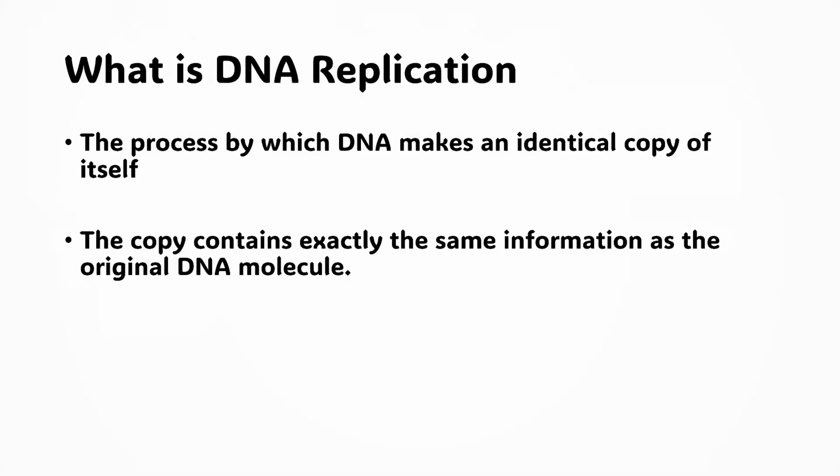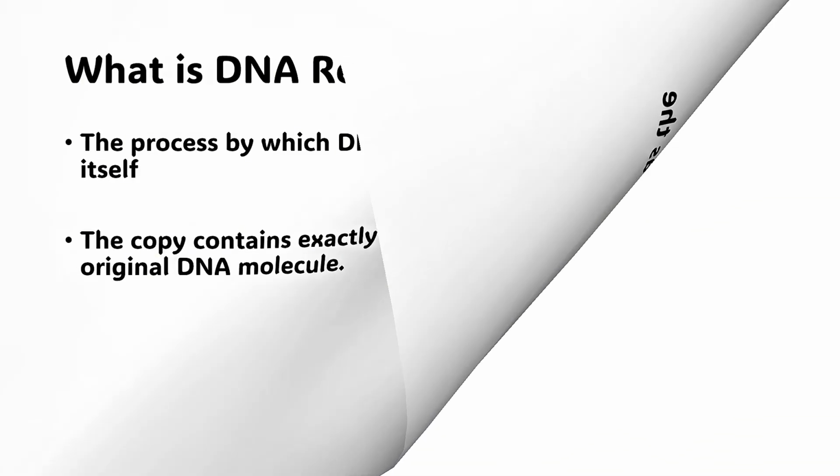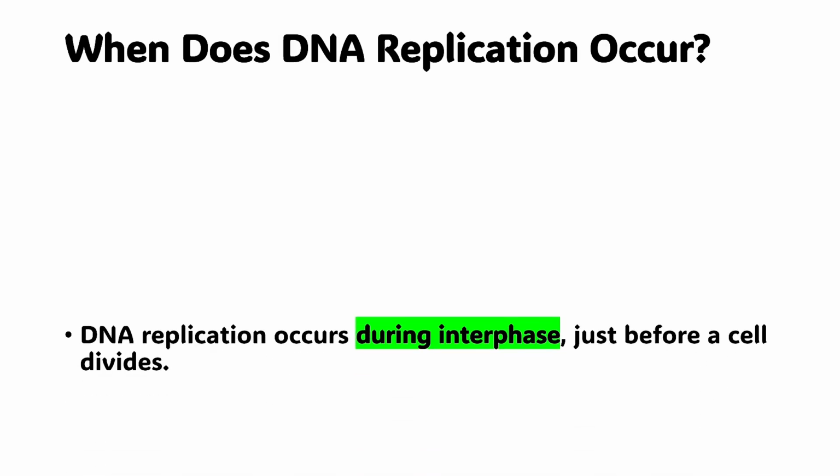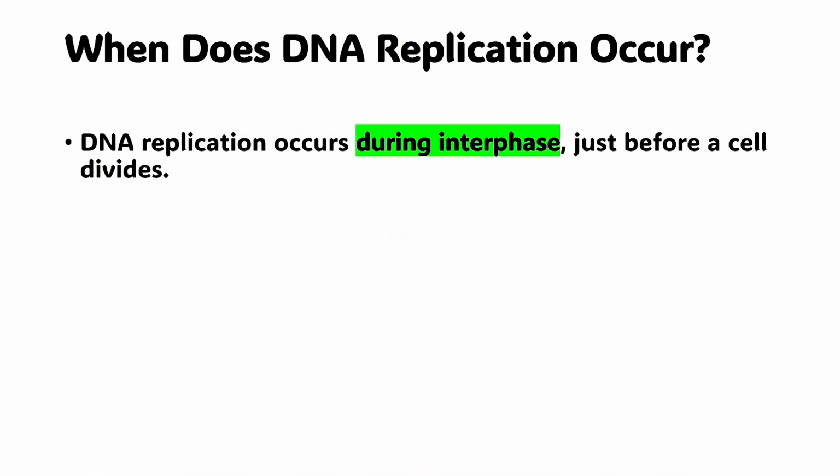When does DNA replication occur? DNA replication occurs during interphase, just before a cell divides. It takes place before mitosis and meiosis. This ensures that enough DNA is available for the new cell that will be produced.